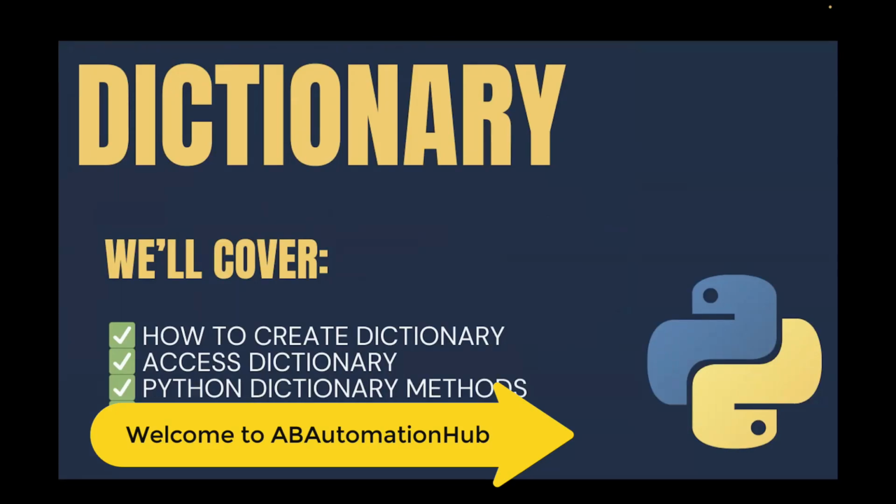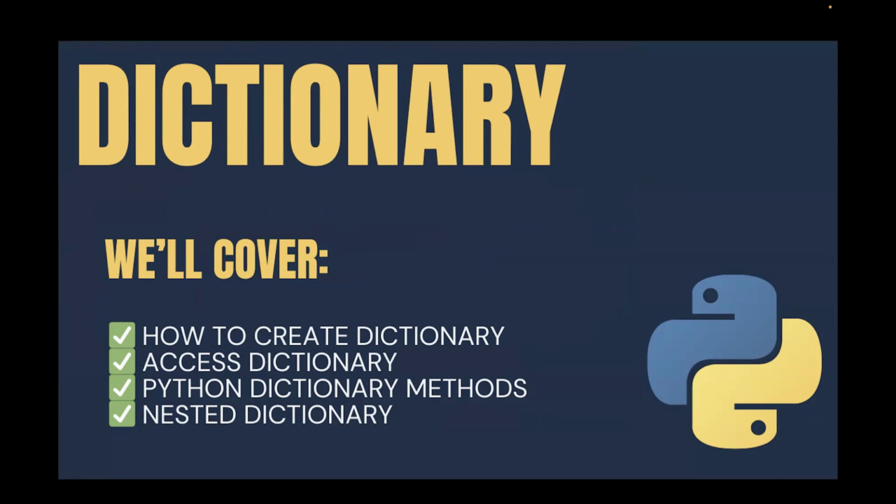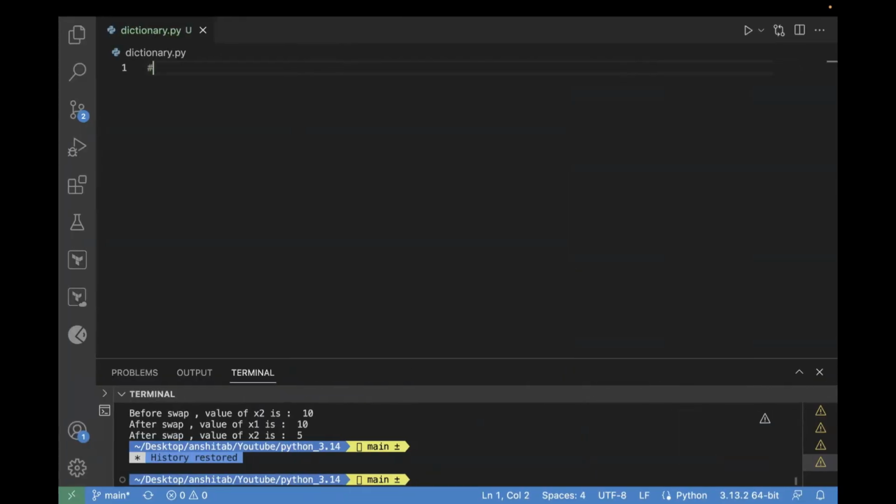In today's video, we are going to learn about another important data type in Python, which is dictionary. So today we will learn about how to create dictionary, how to access dictionary, what are the different dictionary methods in Python, and we are going to learn about the nested dictionary. So let's get started. So first of all, let's understand what is dictionary.